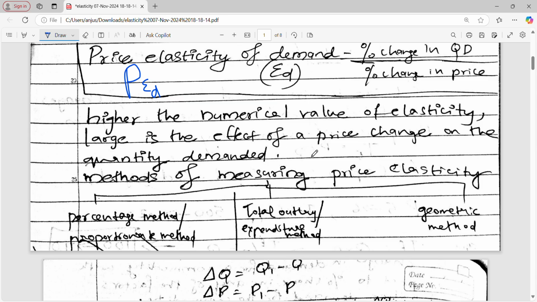There are 3 methods with which we can measure price elasticity. The first one is the percentage method or proportionate method, which is widely used. The second one is the total outlay method or expenditure method. Then the third one is the geometric method, which is not that much used. Okay, but again we'll go through that briefly. So the first method, the percentage method.